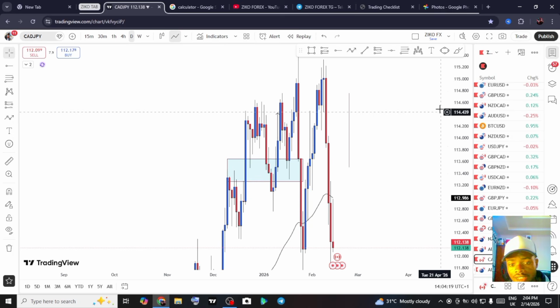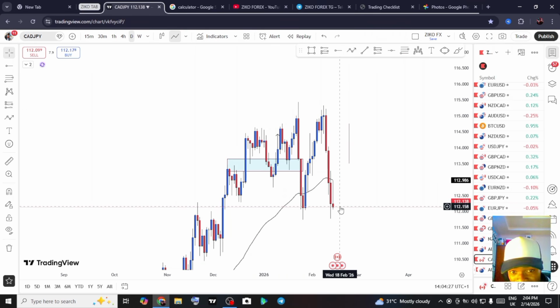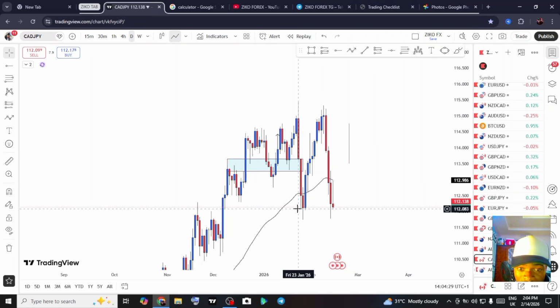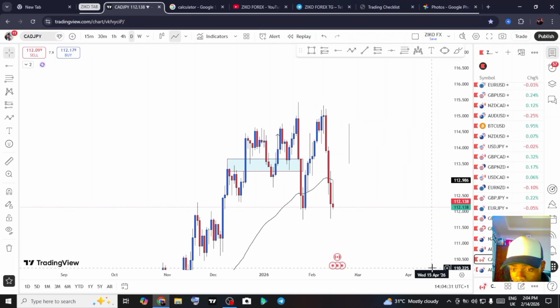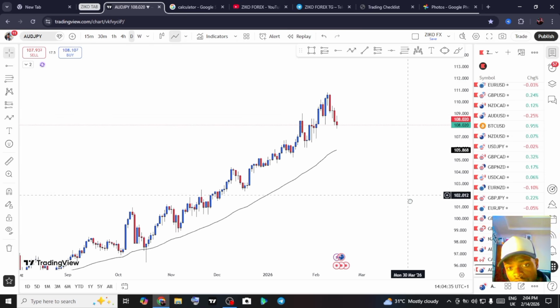daily time frame. As you can see, all over the place, it sold very hard, it bought very hard, it sold very hard. What are we supposed to do with that information? There's nothing to do right here. You just have a support and a resistance level right here. Next pair, GBP AUD JPY.